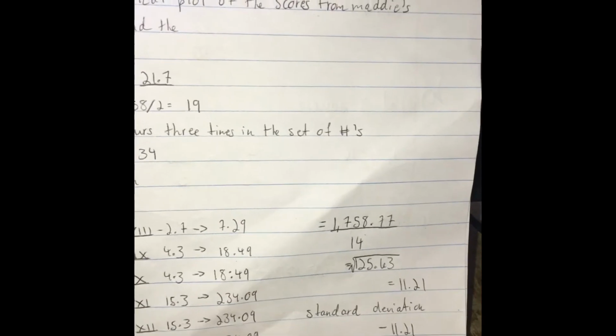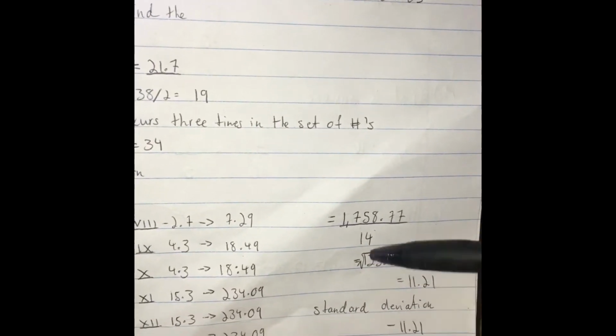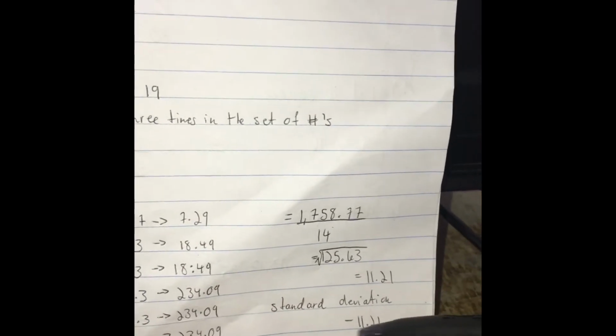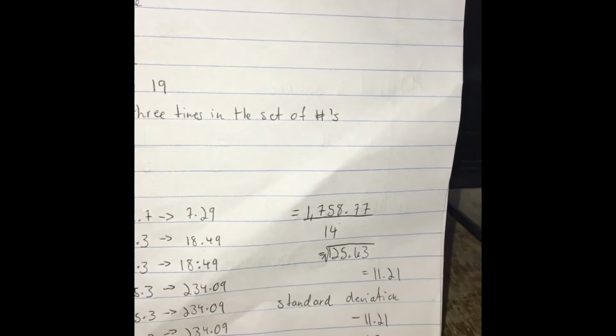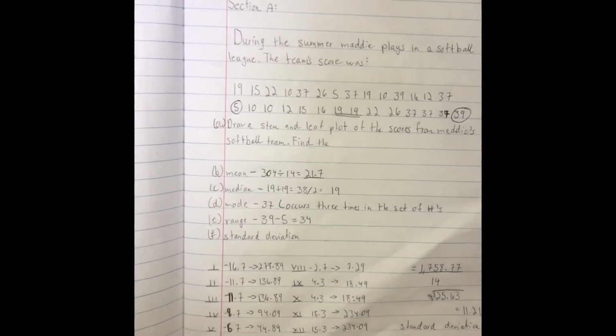125.63, but 125.63 is the variance, and you want the standard deviation, so you have to take the square root of the variance and you get 11.21. So the standard deviation is 11.21 and the variance is 125.63. That is all for section A number 1.